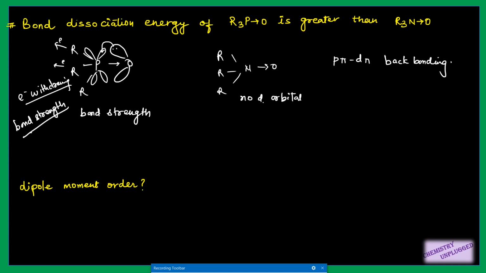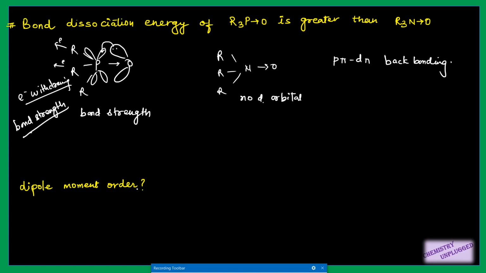P pi d pi back bonding, and they can ask you about bond strength, or they can modify this question to the frequency, vibrational frequency, and you know that vibrational frequency is directly related to your bond strength. Or they can relate this one with bond length, as we have discussed in the topic of organometallic chemistry about CO bond strength, right? Same thing can be applied here.